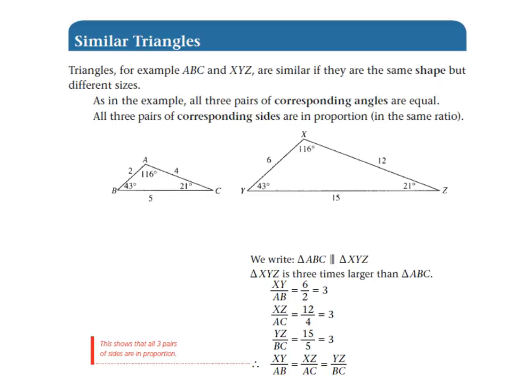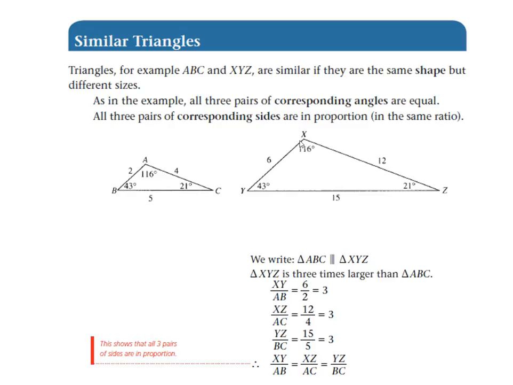Hey everybody, next exercise is on similar triangles. Now, similar triangles have the same shape, but they are different sizes. So in the example in the book, we've got two triangles here, and if we have a close look at this, we can see that the angles are equal, the corresponding angles are equal.